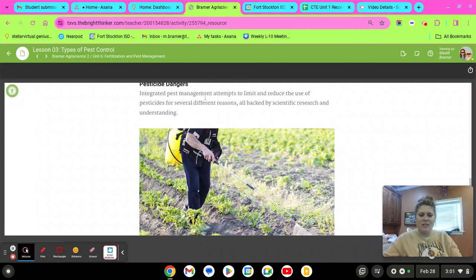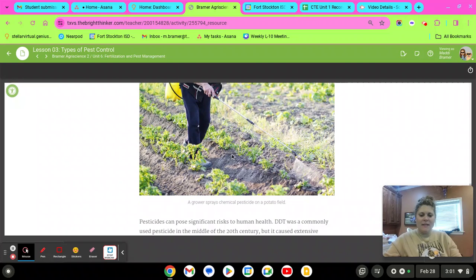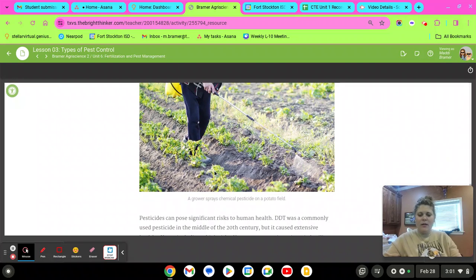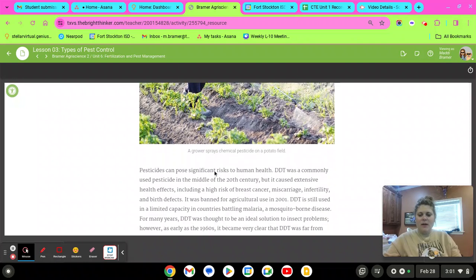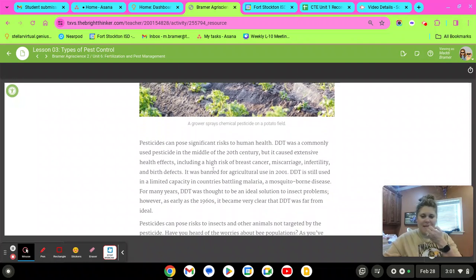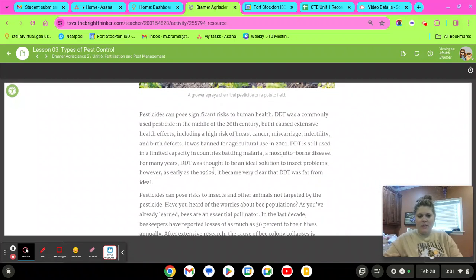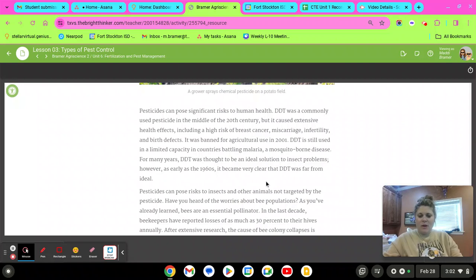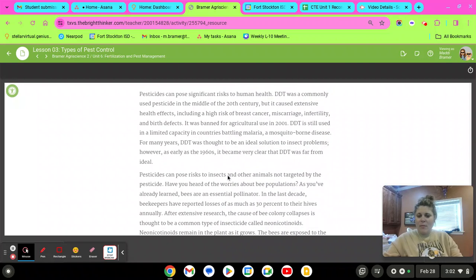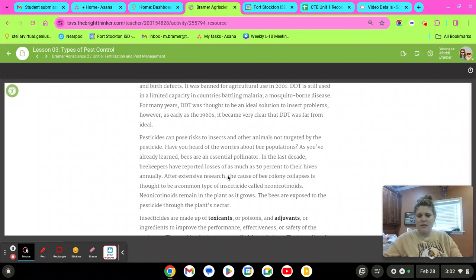So some pesticide dangers: we want to try to limit it because they can pose risk to human health. You may have heard of DDT. It was a really commonly used pesticide in the 20th century, but it's caused cancer, health effects, birth defects, infertility. It was banned in 2001. Still used in a limited capacity in countries battling malaria and mosquito-borne disease. For many years, it was used a lot for insect problems. However, it became apparent that it was not very ideal and it was causing these problems.